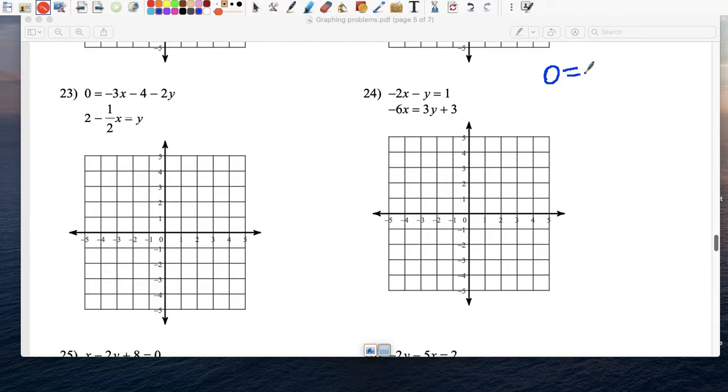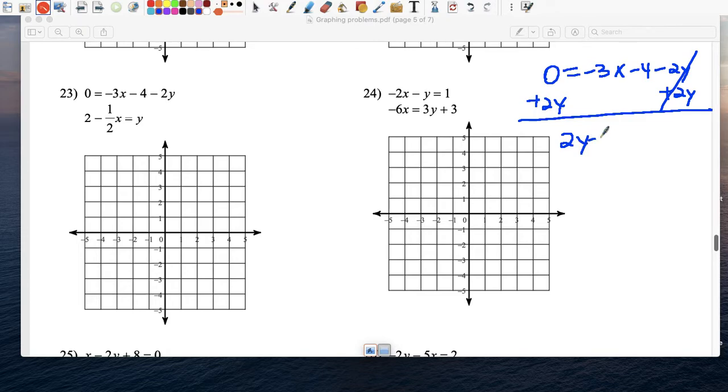0 equals -3x minus 4 minus 2y. So instead of throwing -3x and minus 4 to the other side, let's just throw the 2y. So let's do plus 2y plus 2y. If I do that, that goes away. I'm left with 2y equals -3x minus 4. Divide everything by 2. We get y equals -3 over 2 x minus 2. So that's equation 1.